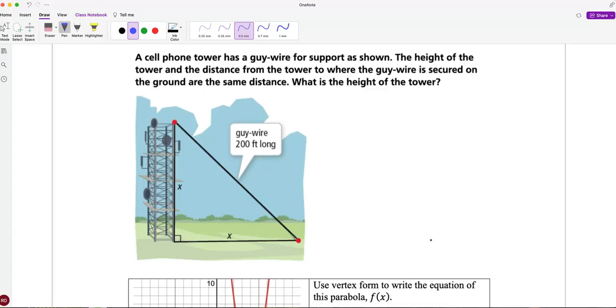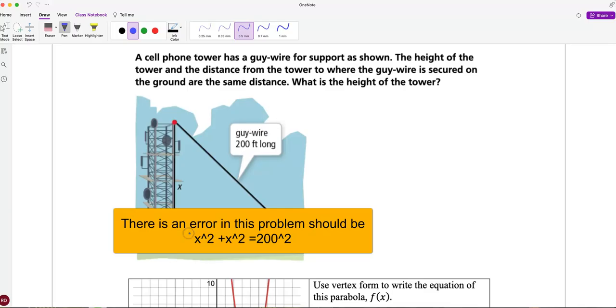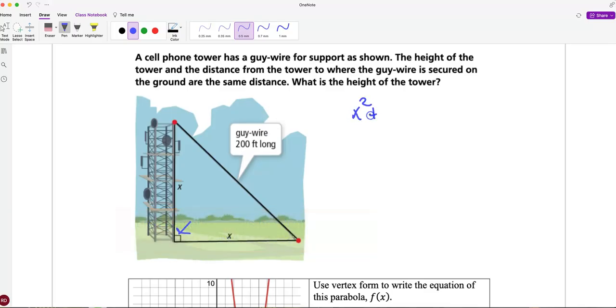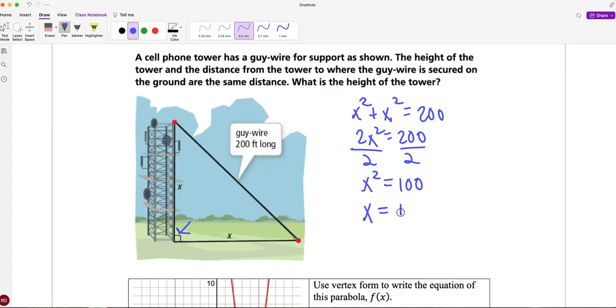A cell phone tower has a guy wire for support as shown. The height of the tower and the distance from the tower where the guy wire is secured are the same distance. Those are labeled there. What is the height of the tower? So I've got this right angle here, Pythagorean theorem. What is it? x squared plus x squared equals 200. 2x squared equals 200. Divide by 2. x squared equals 100. Now take the square root of both sides. x is plus or minus the square root of 100. x equals plus or minus 10.